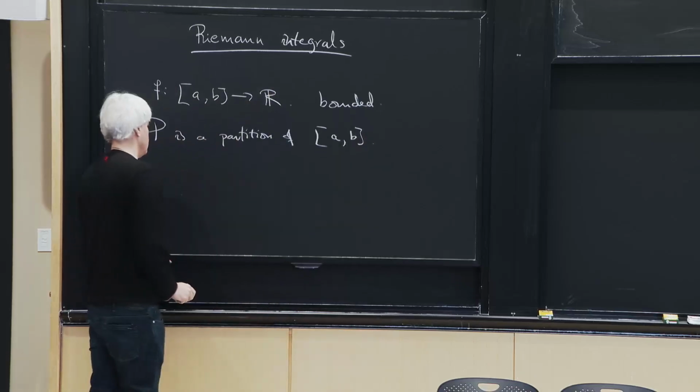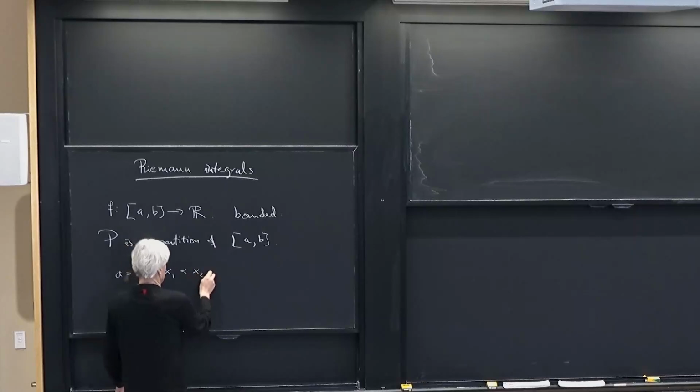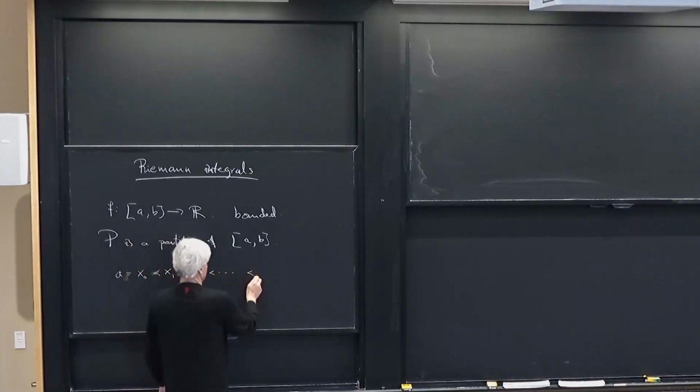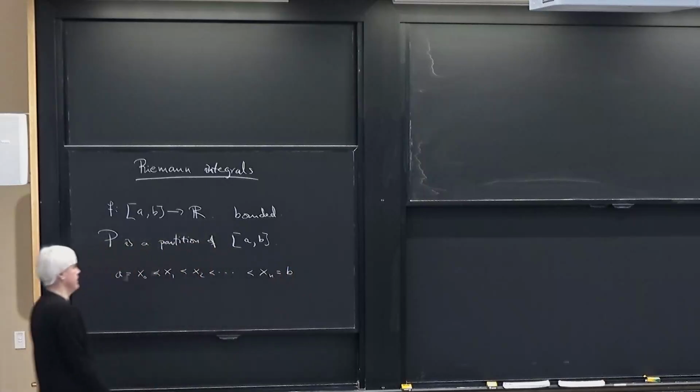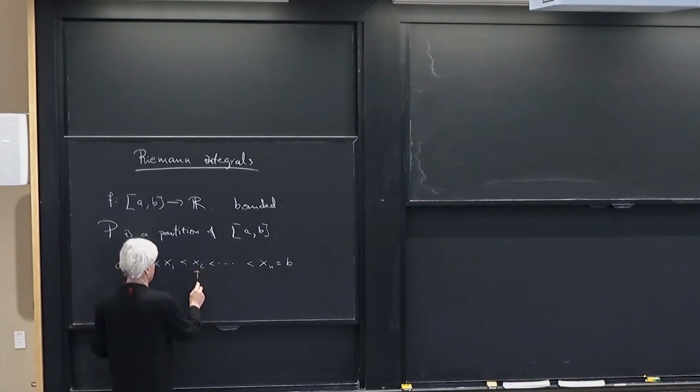This means that we have a number of dividing points where a is the first, and then we have x0, that is a, x1, x2, and so on, up to, say, xn, and that is the final endpoint of the interval. So this here is a partition. These are the dividing points.